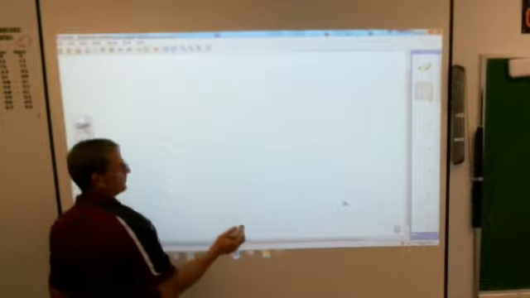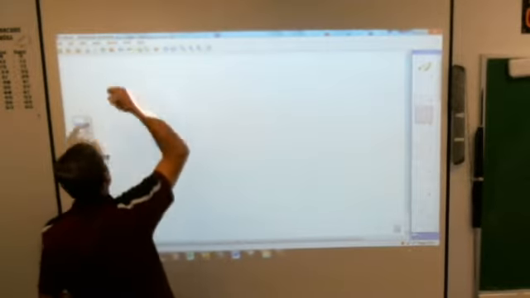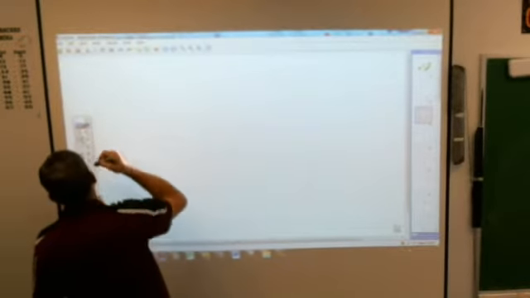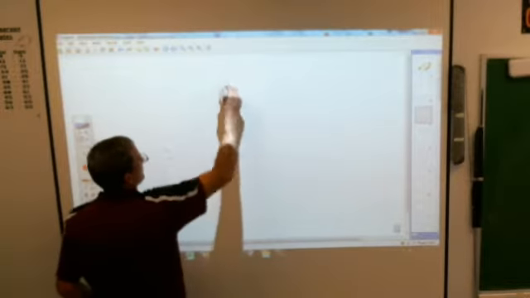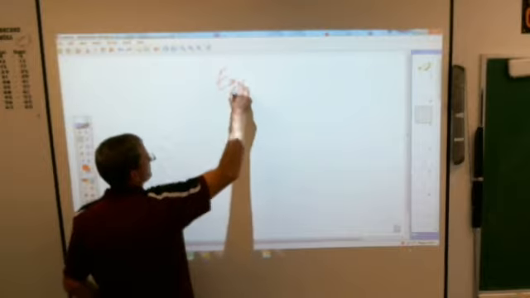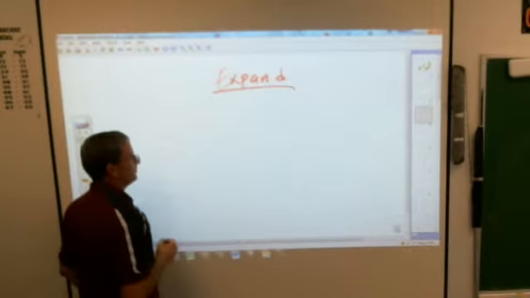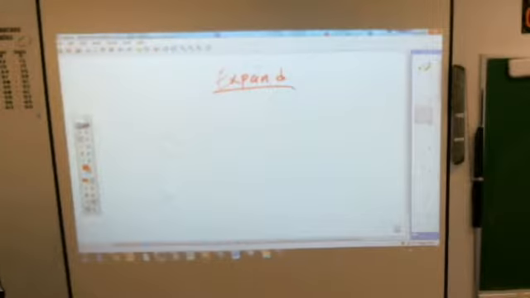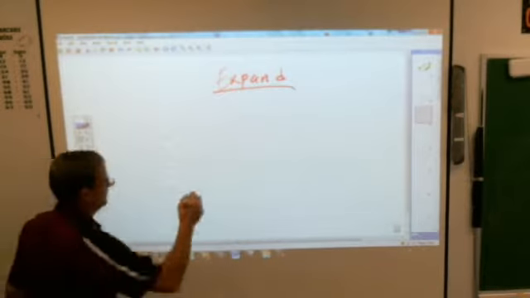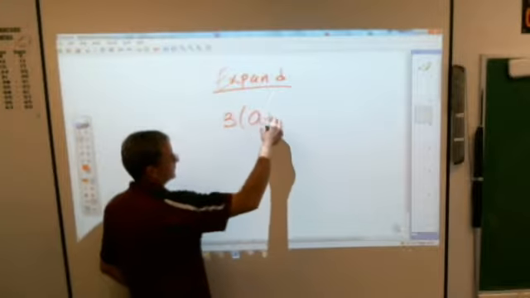Right on top of this, I guess put the word expand, because that's what the book will tell you to do here. Expand. When the book tells you to expand something, let me give you the example and then we'll talk about it. They will do something like this: 3, and then in parentheses A plus B.